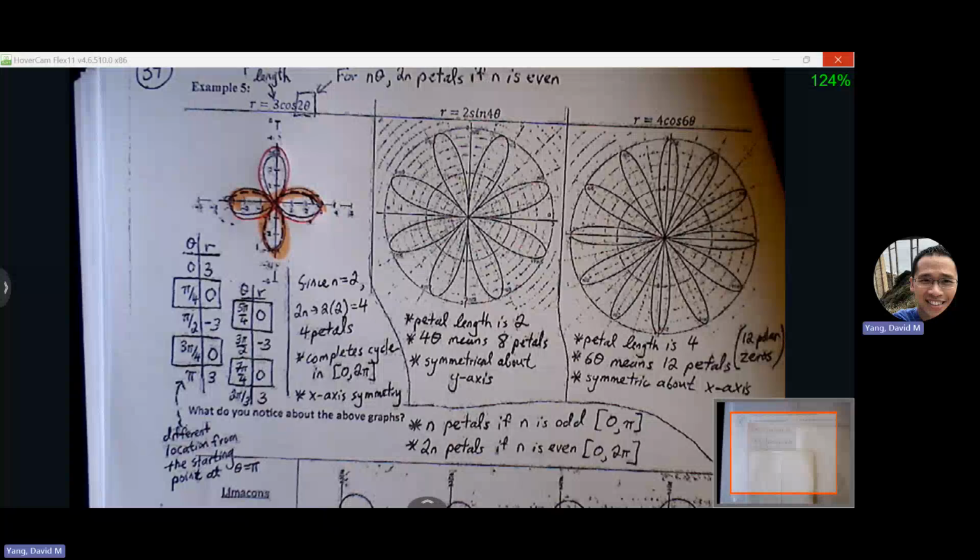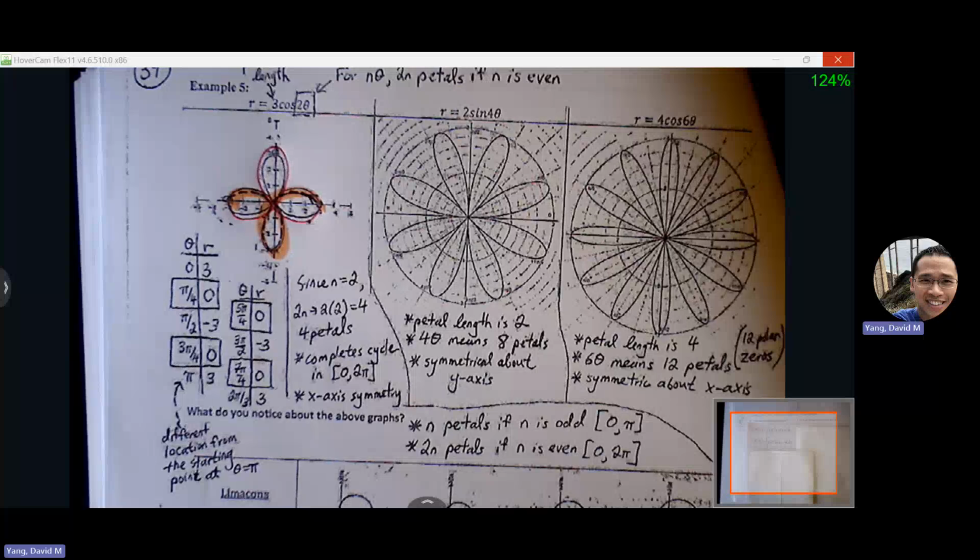So that's just the intro that I wanted to start you off with, so that we're comfortable with how polar graphs are formed. It's going to be really important when we talk about polar area, because we have to know how the graph is moving.